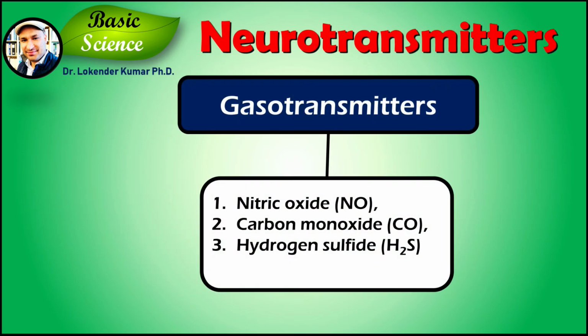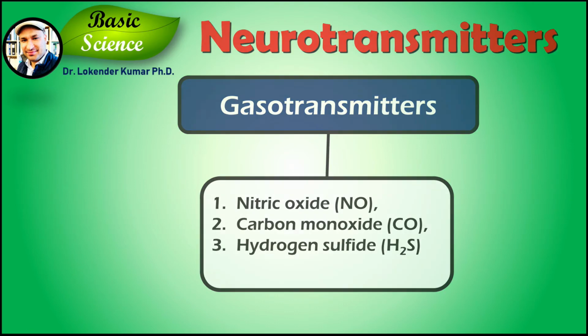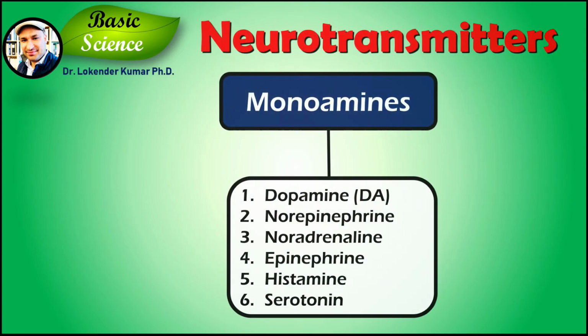Gasotransmitters as neurotransmitters include nitric oxide, NO, carbon monoxide, CO, and hydrogen sulfide, which is H2S. Monoamines as neurotransmitters include dopamine, norepinephrine, epinephrine, histamine, and serotonin.